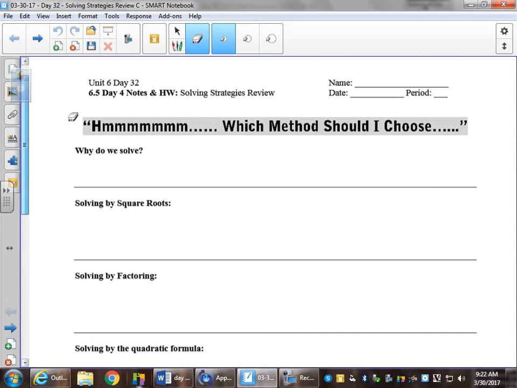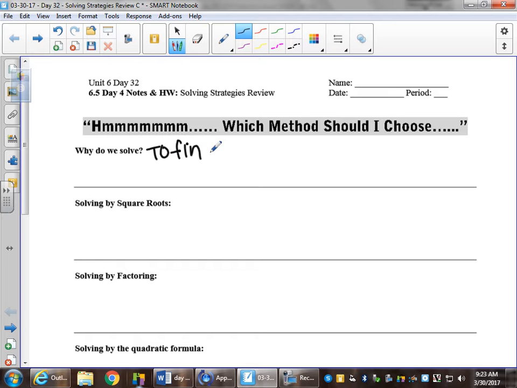So why do we solve? What are we always trying to find when we're solving quadratic functions? What variable? The x, exactly. So why do we solve? To find the value of x.